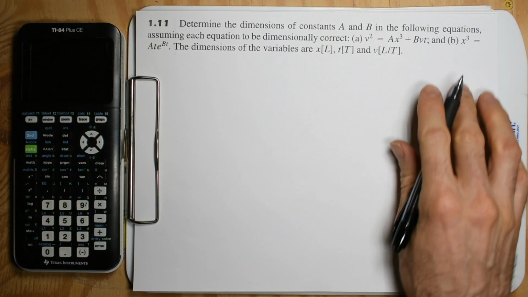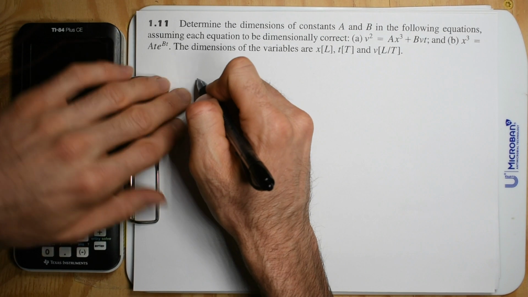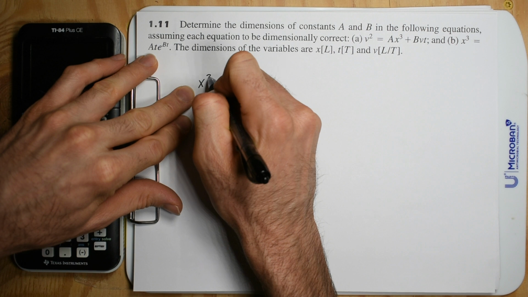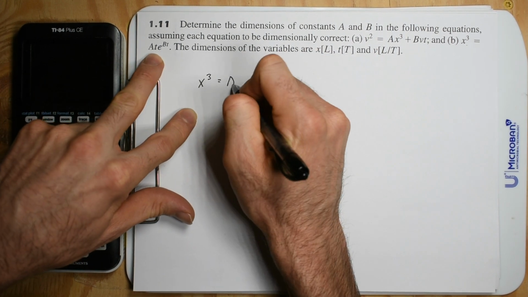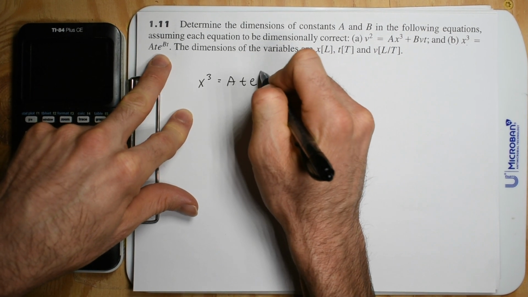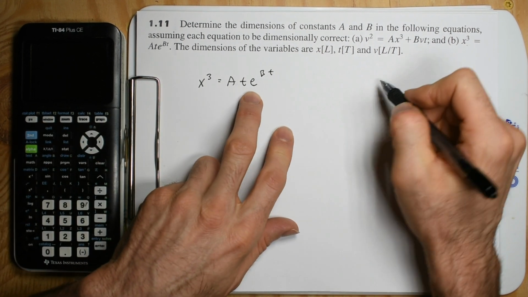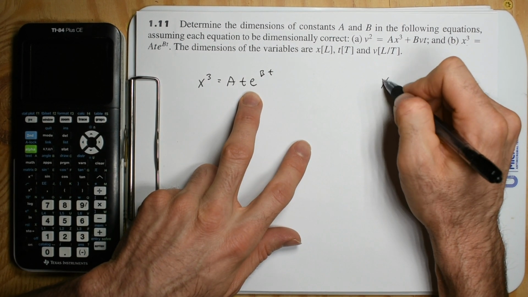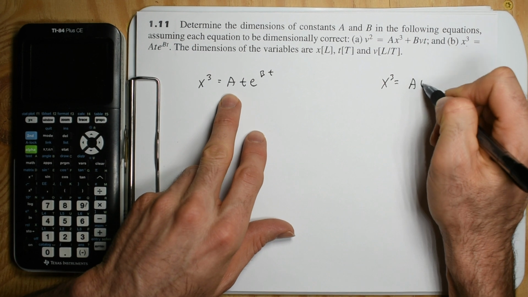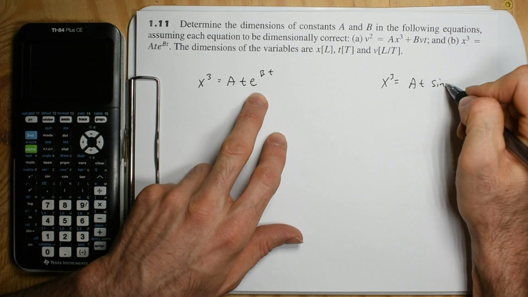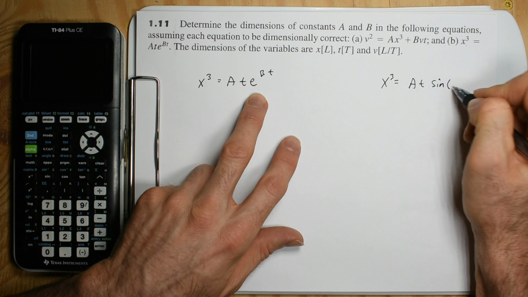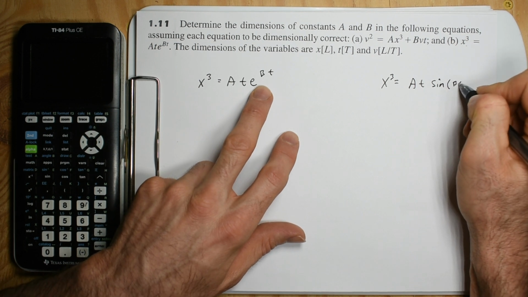But let's do the next problem, because the next problem is kind of cool. We got x cubed is equal to a t e to the bt. Now, let's say this was x cubed is equal to a t sine of bt.